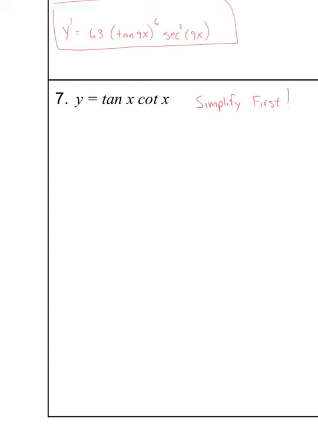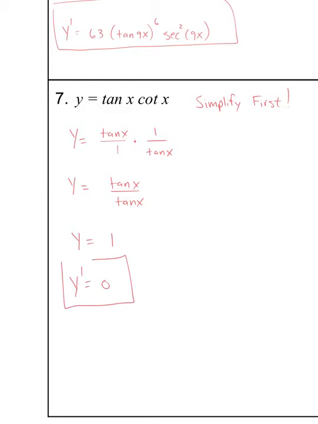Okay, if you recognize these are reciprocals of each other, rewrite one. We can leave the tangent alone. I'm going to put it over 1, but we know that the cotangent is the same as 1 over the tangent. Those are reciprocals of each other. So that simplifies to the tangent of x over the tangent of x, which is equal to 1. Now you take the derivative, and it's way easier. The derivative is 0. So be on the lookout. If you can simplify it first, you can avoid those big, long, messy rules.